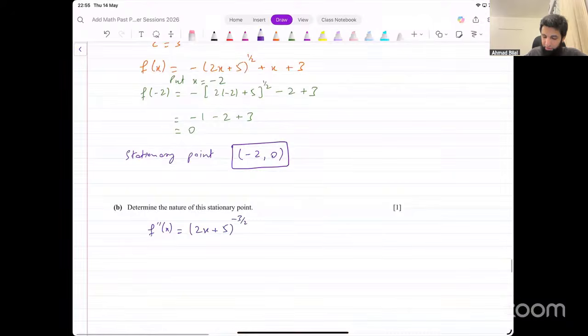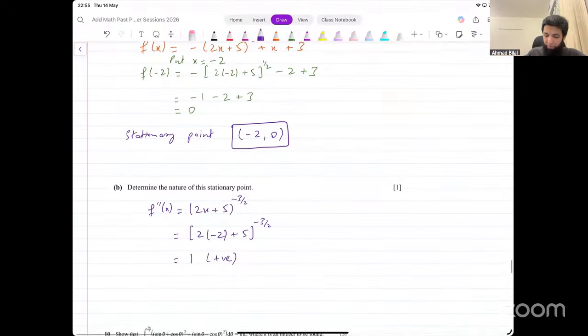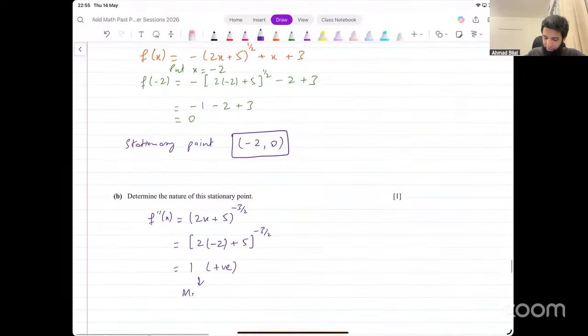This is one place where you end up doing a lot of careless errors. You have to be careful when you are copying one thing from one page to another. Let's input that value of x. X is negative 2. So 2 into minus 2 plus 5 raised to power negative 3 over 2. 1 raised to power anything is 1. So we have 1. 1 is a positive number. What does that mean? If the second derivative is positive, you have a minimum point, right? This is a minimum point.